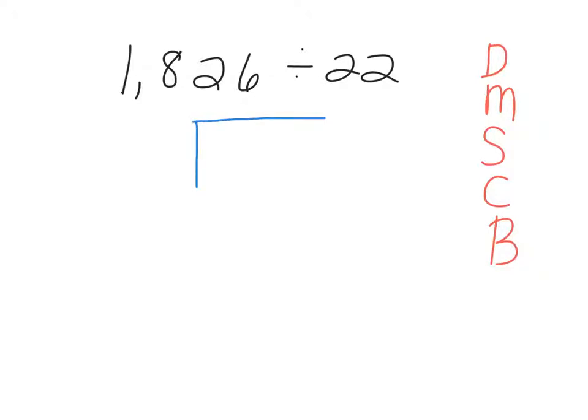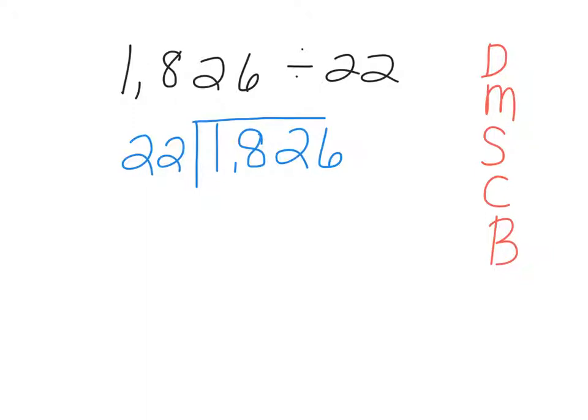Remember, the dividend, which is the first number here, is going to live in the house. It's going to live in the den. And our divisor, which is the second number, is going to be outside. The only difference with this problem, you guys, is we're working with a 2-digit divisor. We're going to treat it just the same as we would any other problem.